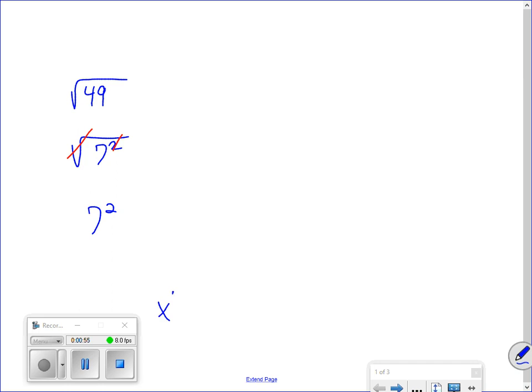Like if somebody writes x to the 1/2, that means a square root of x. So that square root of x means I have a 1/2 power. So the reason that they're canceling each other out is because the rule here is we multiply these exponents. So half of 2 is 1, so that's why I get 7 to the 1, and so that's why all along this answer was 7.